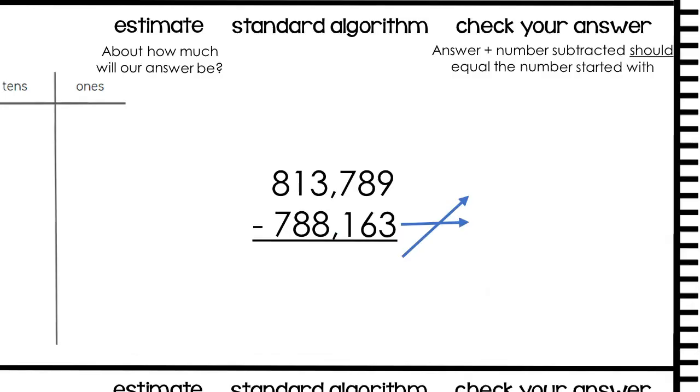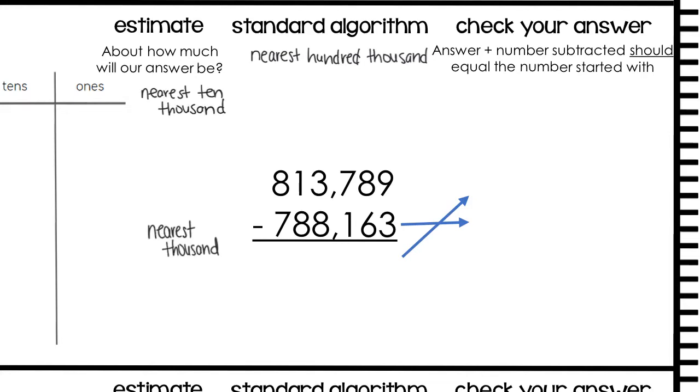Let's begin. We're looking at a problem that has 6-digit numbers. So when we're estimating, we first have to decide, is it best to round to the nearest 100,000, to the nearest 10,000, or the nearest 1,000? So first we're going to look at 813,789, and we're going to round it to the nearest 100,000. That's easy. That's 800,000.